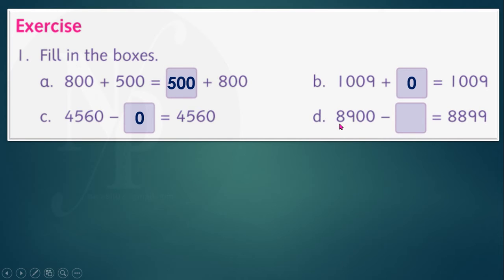Coming to D, 8900 minus box is equal to 8899. Observe these two numbers here. So it is 8900 and here we have 8899, which is 1 less than 8900. Therefore, if you subtract 1 from 8900, you will get 8899.